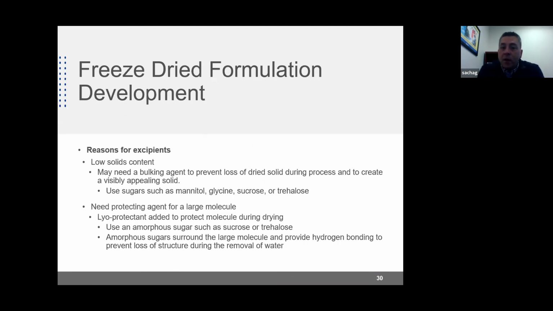Some reasons why we'd want to add excipients. Well, if you have low solids content, you'll want to add something there for bulk. In general, since we're talking about an ADC, it's a large molecule, we have to have an amorphous excipient there. Amorphous excipients surround those molecules and prevent them from unfolding, maybe due to loss of water or from interacting with each other.